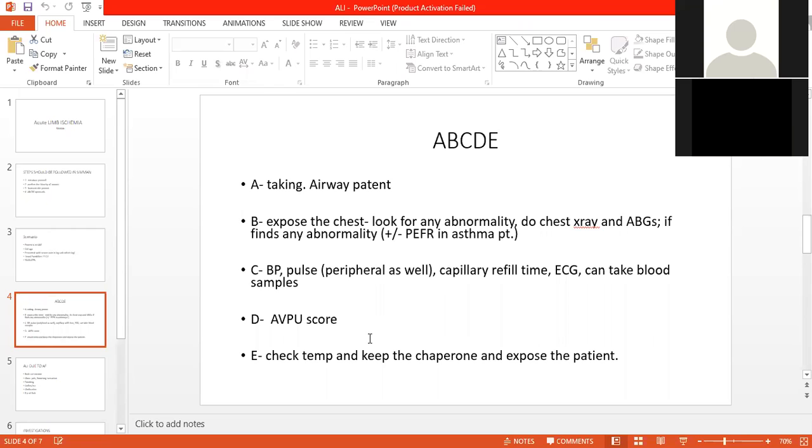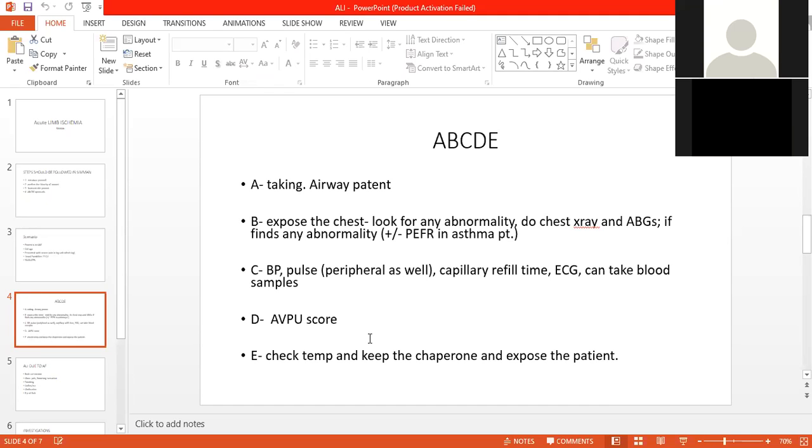And when you check the peripheral pulses, definitely you will not be able to appreciate the peripheral pulses in this station. It can be on the left leg or it can be on the right leg. Along with the peripheral pulses, you need to check the capillary refill time.